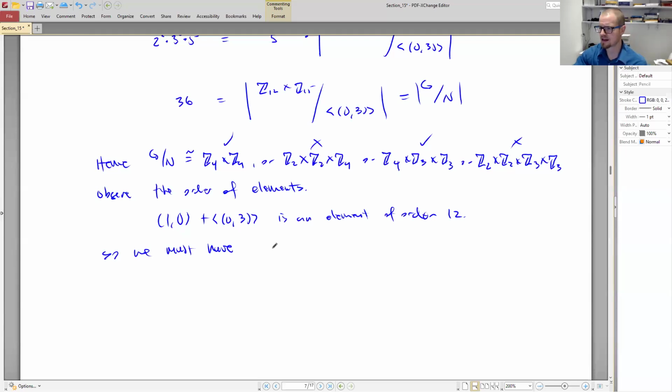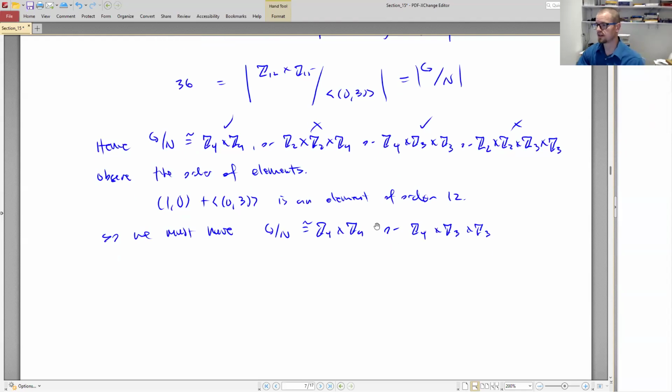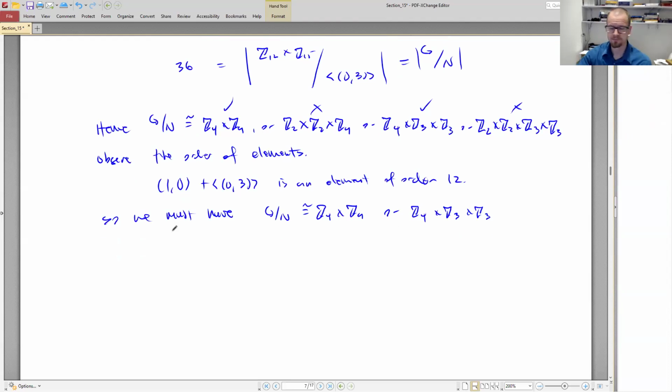So we must have that G mod n is isomorphic to Z4 cross Z9, or that it is isomorphic to Z4 cross Z3 cross Z3. So we must have one of those two scenarios. And what's the difference here? Well, this has an element of order 9. This does not have an element of order 9.